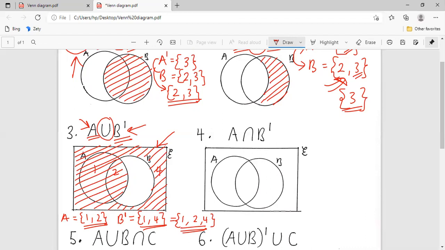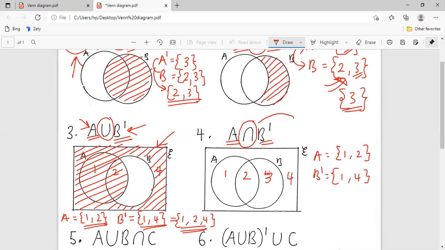Now we go to question number 4. Also, question number 4 has 4 chambers like that. We have A, B complement, and the difference now is the intersection. So we already saw A would take on region 1 and 2. B complement, which means outside of set B, will take region 1 and region 4.